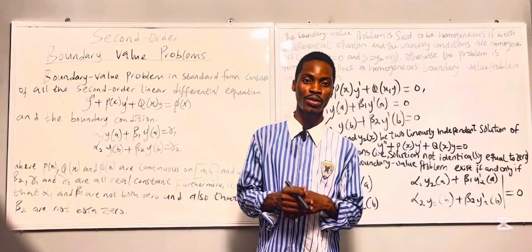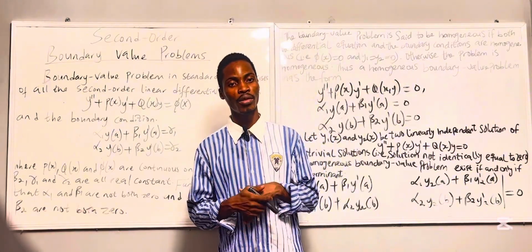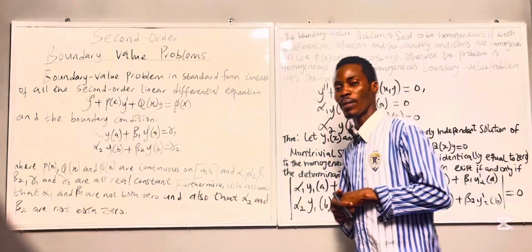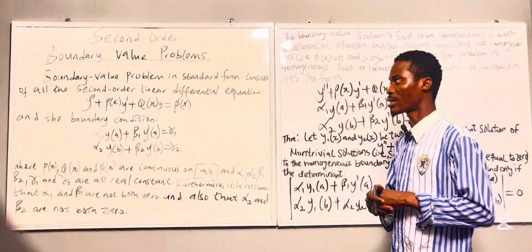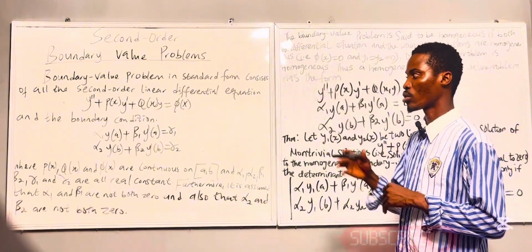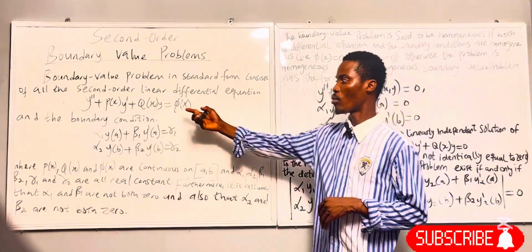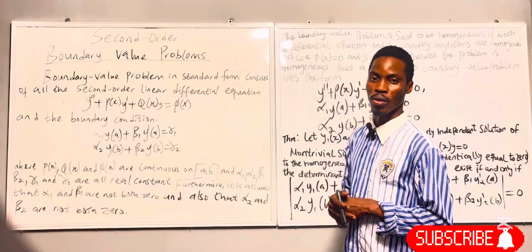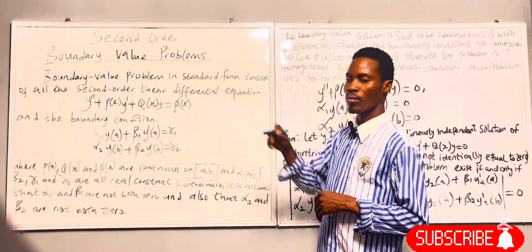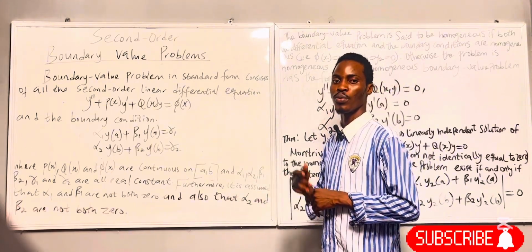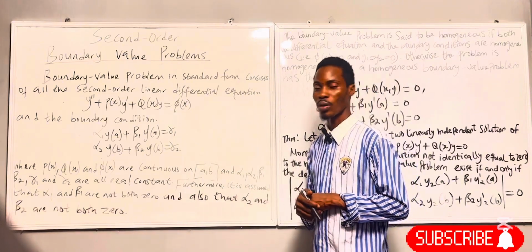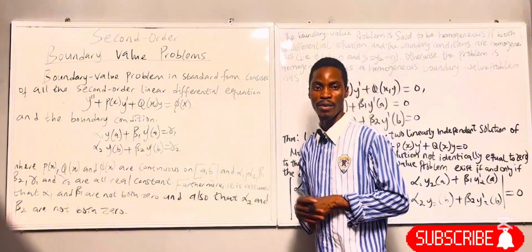Today we will be considering the second order boundary value problem. A second order boundary value problem in standard form consists of a second order linear differential equation. You can see this is a linear equation with a second order term, in addition to p of x y prime plus q of x y, which is equal to this.